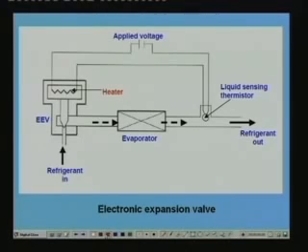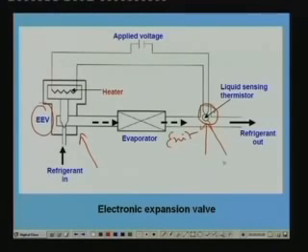So as I told you, this is the body of the electronic expansion valve, and it consists of a heater which is in series with a thermistor, and this thermistor is located at the exit of the evaporator. You can see that. So this senses the exit temperature of the evaporator. And as I said, once liquid is there, there will be good heat transfer here, and the thermistor temperature will be low.